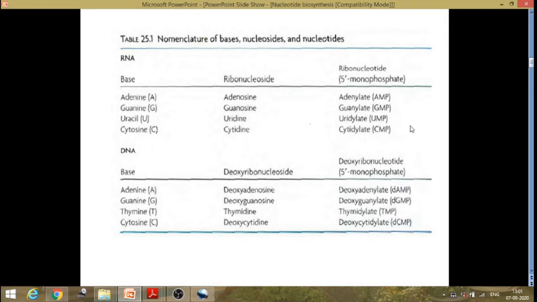These are the ribonucleotides. Similarly for DNA, you know that the bases are attached to a deoxyribose unit. At the second prime position of the ribose sugar, oxygen is not there, that is, it is deoxygenated. So when bases are attached to the deoxygenated ribose unit, these are deoxyribonucleosides: deoxyadenosine, deoxyguanosine, thymidine, and deoxycytidine. Similarly, for deoxyribonucleotides we have deoxyadenylate, deoxyguanylate, thymidylate, and deoxycytidylate. So this is the nomenclature of the bases, nucleosides, and nucleotides. You all must go through these.